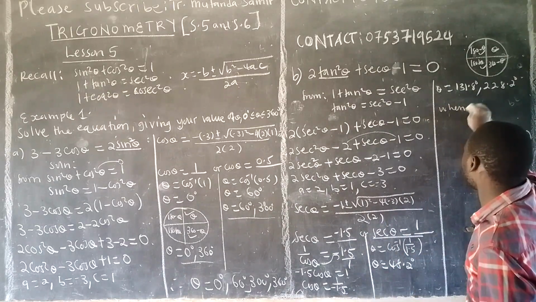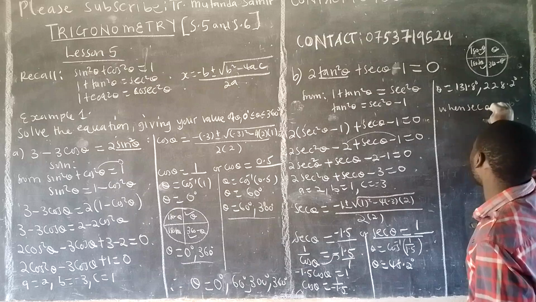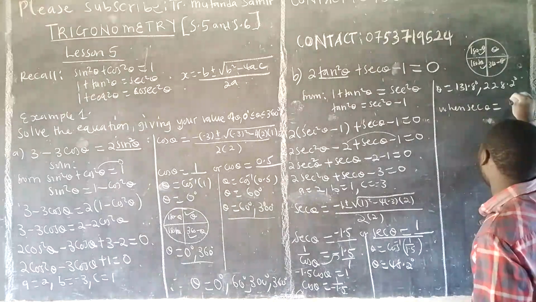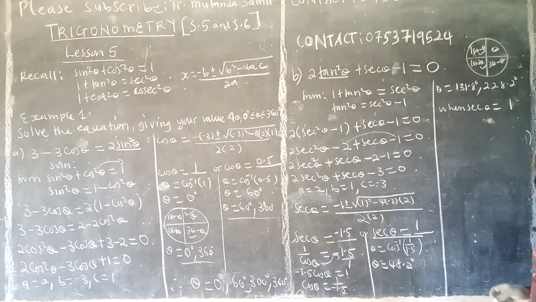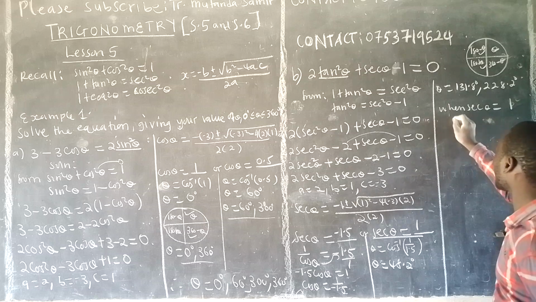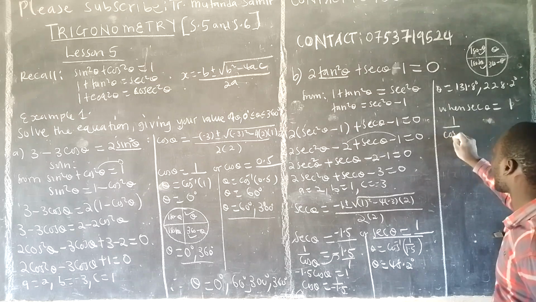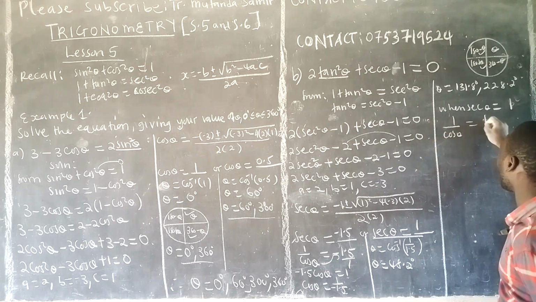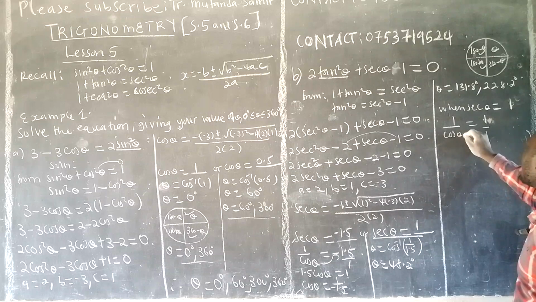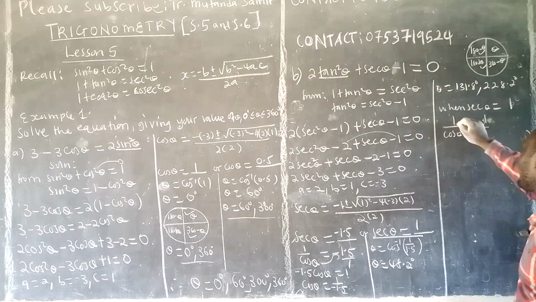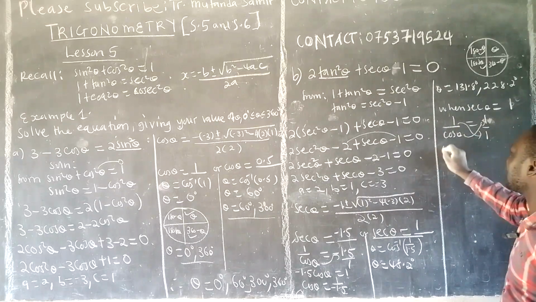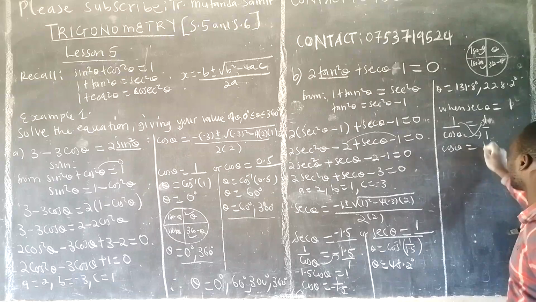When sec theta is equal to 1. So we know that sec theta is the same as 1 over cos theta and is equal to 1. Can you say over 1? To make the fraction, you say over 1, you can also multiply. So you find that definitely cos theta is equal to 1.